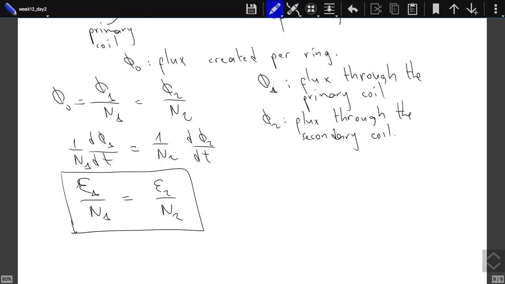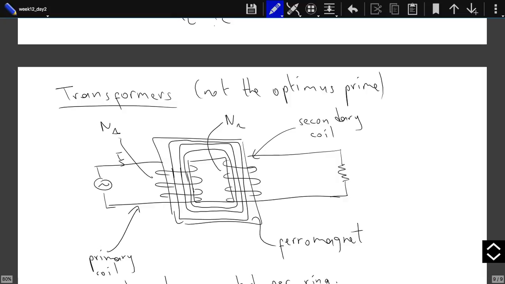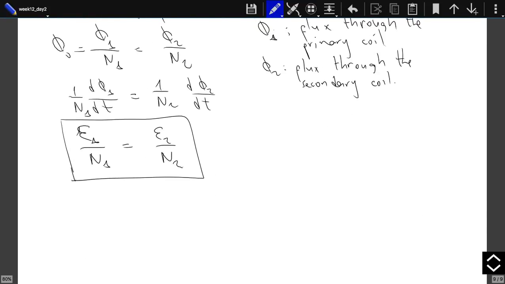So basically, by applying a current and an EMF to the first coil, you are creating a potential difference between the two terminals over here. That will be creating a current running in the secondary circuit, basically creating an EMF between these two points. And the ratio of the EMFs is given by the ratio of the coil turns.